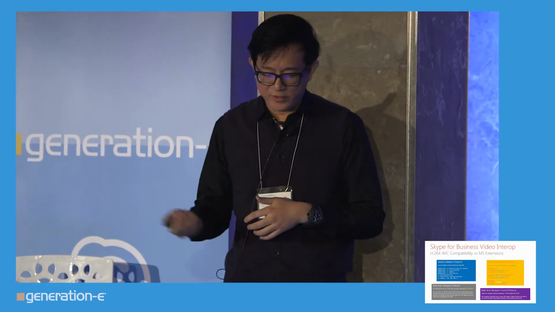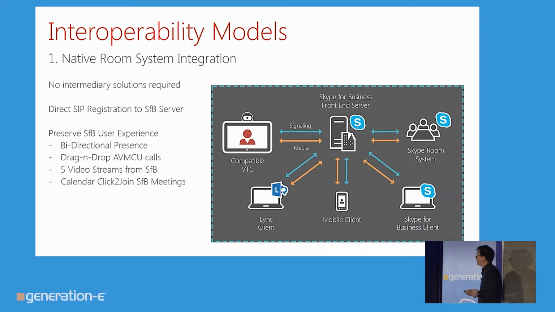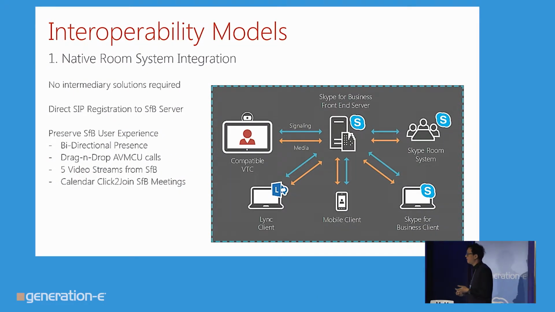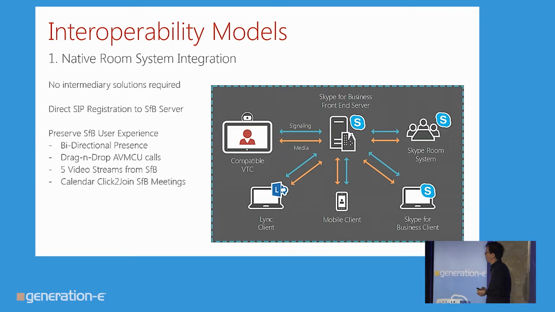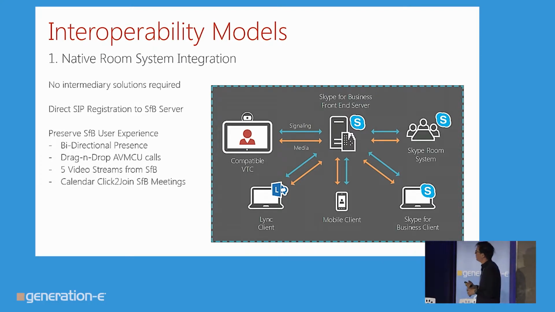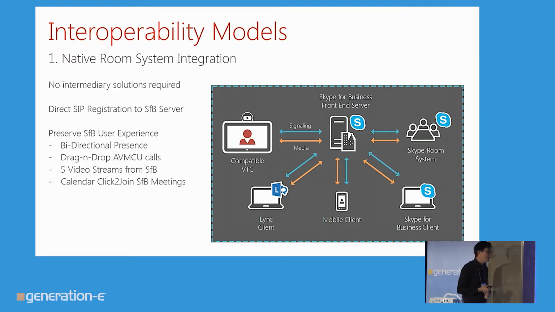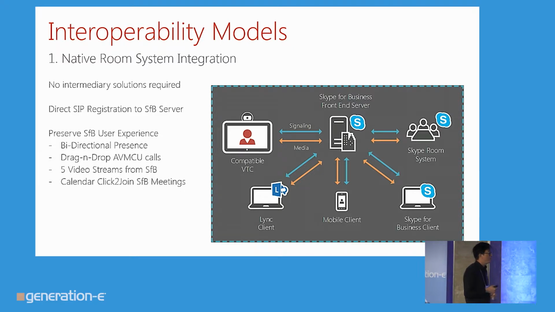We're going to talk about the 4 different interop scenarios that Skype for Business offers. The first one is native room, which is a VTC that can register directly to the Skype for Business environment. So it's native, there's no intermediary solution required, and the experience is pretty good. Essentially, you get bidirectional presence. You can drag and drop these systems into your AVMCU call. So from a Skype for Business client, you can just drag one of these VTCs into the call.